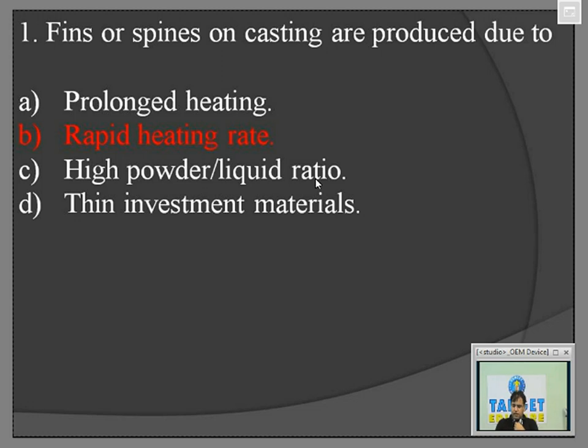So today's lecture is on fixed prosthodontics, including the dental material part of the fixed prosthodontics. So let's begin with the MCQ questions. The first question is, fins or spines on casting are produced due to? The correct answer is rapid heating rate.